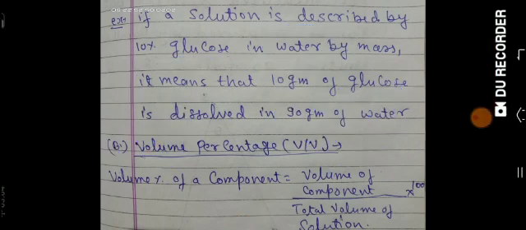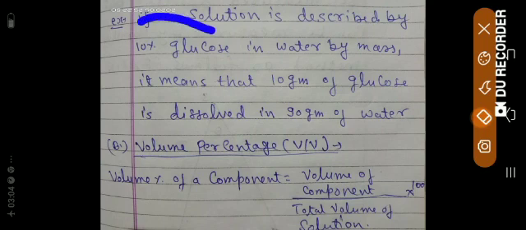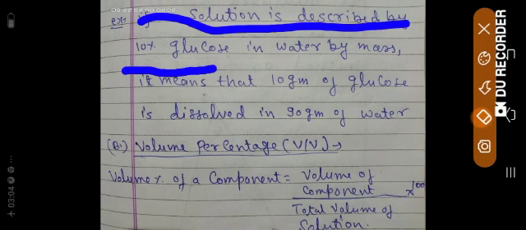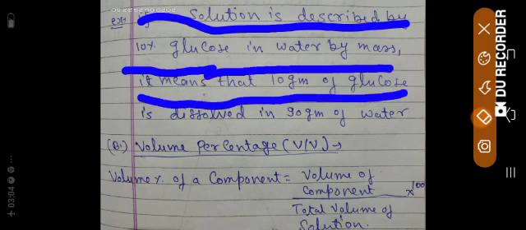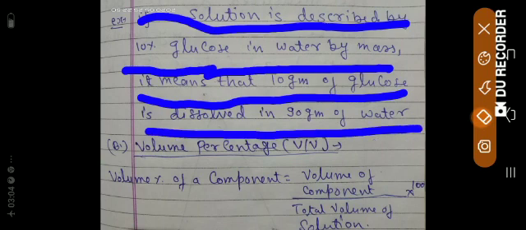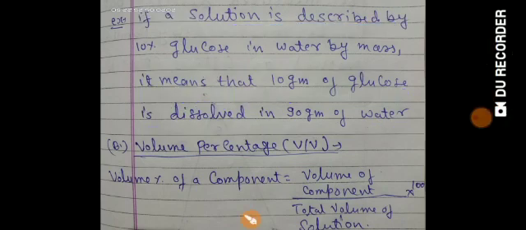I am going to read it one more time. If a solution is described as 10% W by W glucose in water by mass, it means that 10 gram of glucose is dissolved in 90 gram of water. If you see 10% W by W on any bottle, then you can understand that 10% is solute dissolved in the other 90% of the solvent. So this makes you aware of the meaning of mass percentage. Now come to the next one, students.